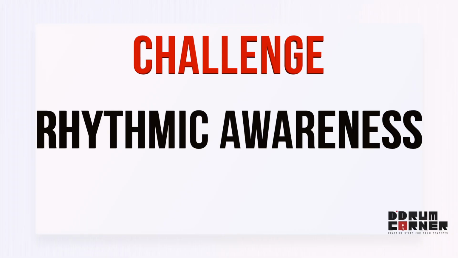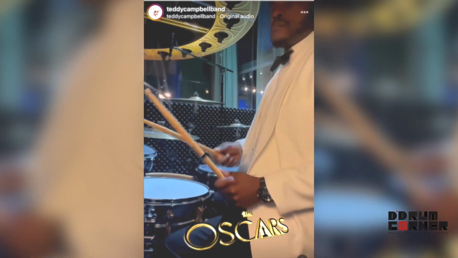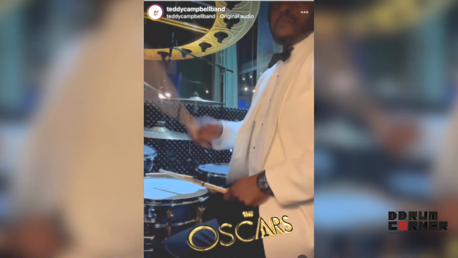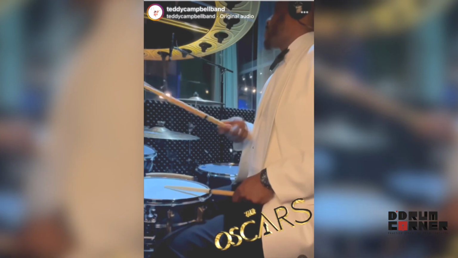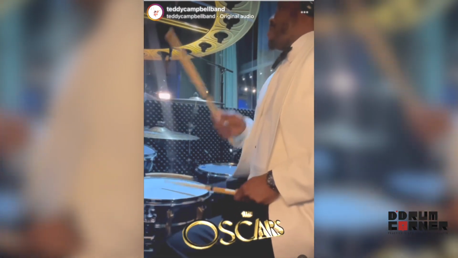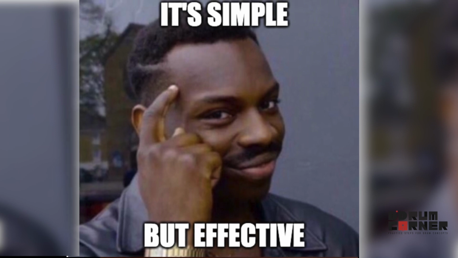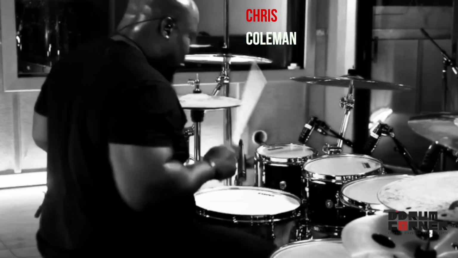Challenge time. So the purpose of this challenge is to sharpen your rhythmic awareness and help you to recognize different rhythmic cells in a real-life musical context. By identifying the drum fills and rhythms used by a world-class drummer, you'll develop a better understanding of how these concepts can be applied in your own drumming. Now, even though this concept might seem simple, it's important to know that all the pros use it, even at the highest levels of drumming.